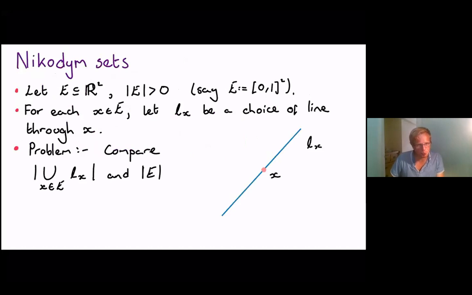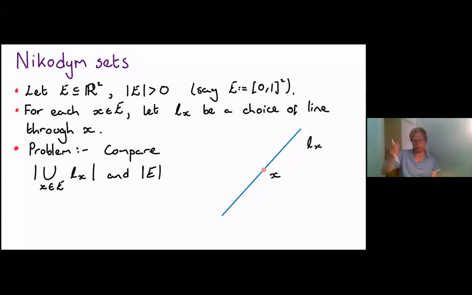In particular, I want to motivate this topic by discussing the weird and wonderful concept of a Nikodym set. Here we're going to let E be some subset of the Euclidean plane with positive measure. The question is already interesting if we just take E to be the unit square. For each point x in E, we're going to ascribe to it some choice of line. So for every point, we have a one parameter family of lines to choose from. These are all possible unit line segments with center x, so we have a one parameter family corresponding to all the possible directions.